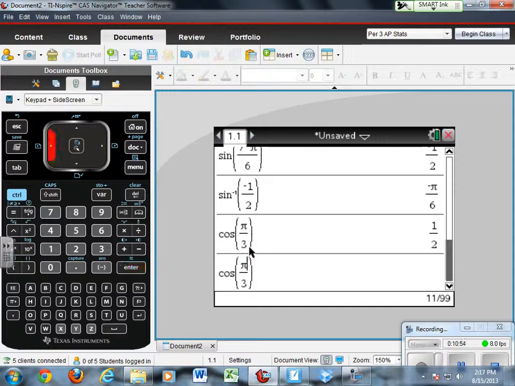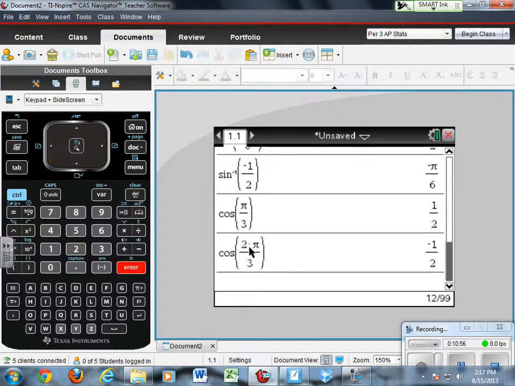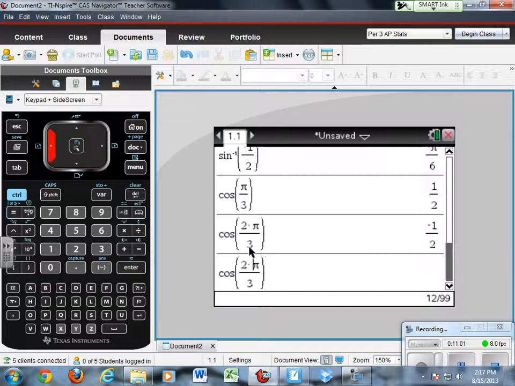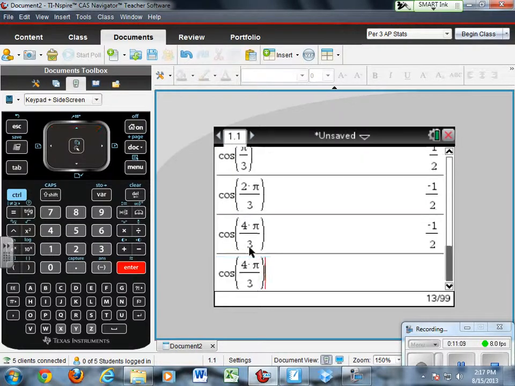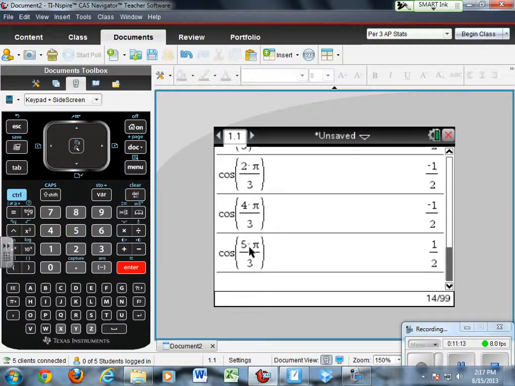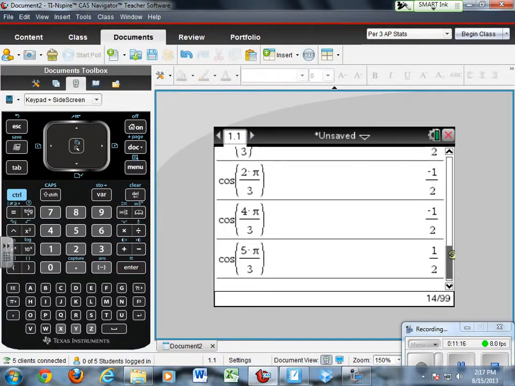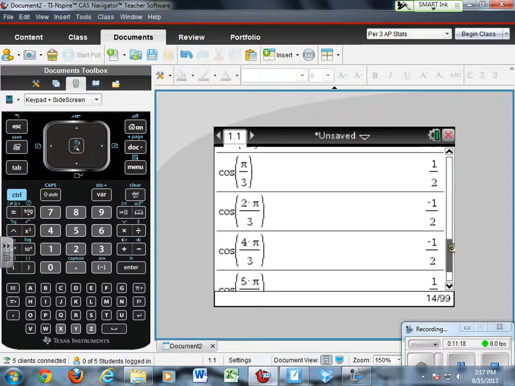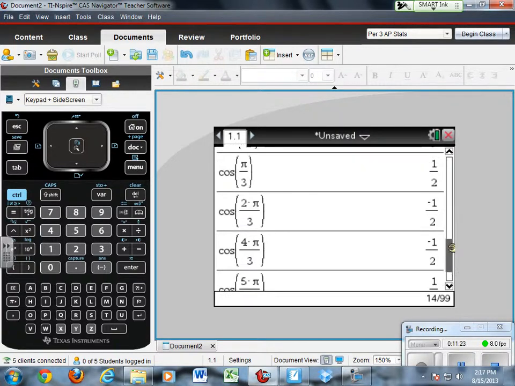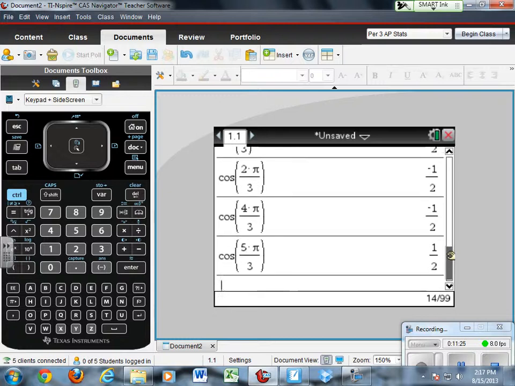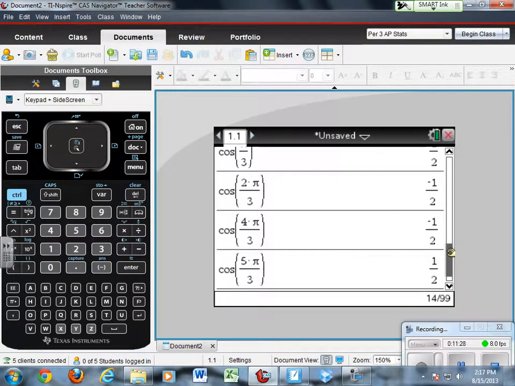Now let's do 2 pi over 3. Negative 1/2. 4 pi over 3. Negative 1/2. And 5 pi over 3. Positive 1/2. So I want you to notice we went positive in quadrant 1, then negative, negative, positive, which corresponds with what we know about cosine. Positive in quadrants 1 and 4, negative in quadrants 2 and 3.